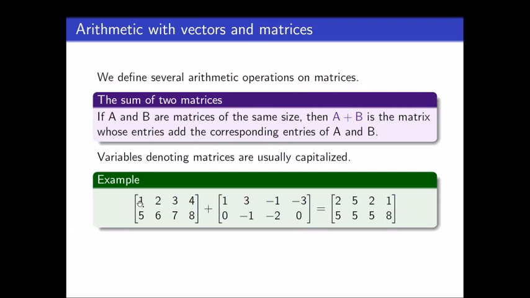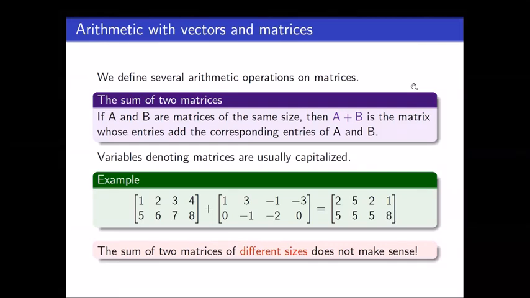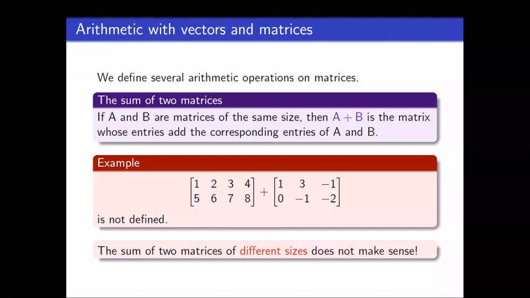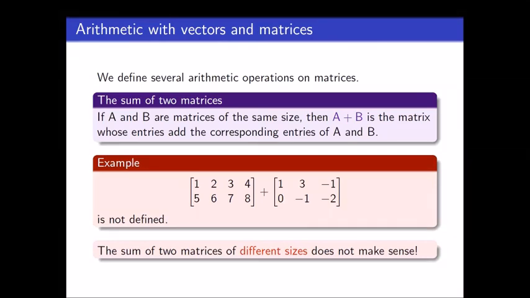So this 1 will get added with this 1 and leave a 2. 2 will get added to this 3 and leave a 5. 8 will get added to 0 and leave an 8. So the sum of two matrices of different sizes does not make sense at all. For example, we cannot add these two matrices to each other because there is no well-defined way to do so.